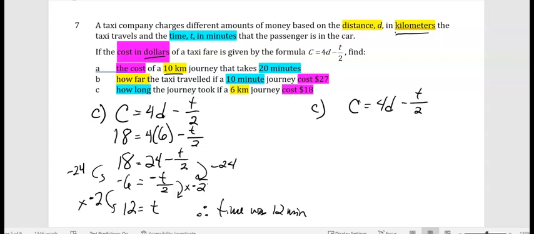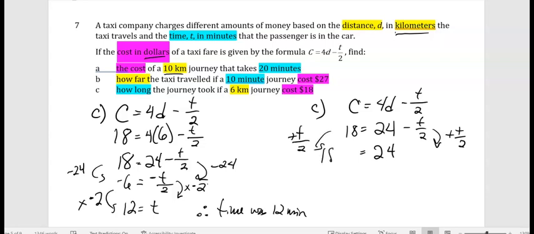Now there's another way that you can do this, and this might make more sense to you or not. So we still have 18 equals 4 times 6. Let's save our time and go to 24 minus t over 2. The other thing you could do is, if I'm taking away t over 2, I can add t over 2 to the other side. So now it's 18 plus t over 2. Or t over 2 plus 18, doesn't matter.